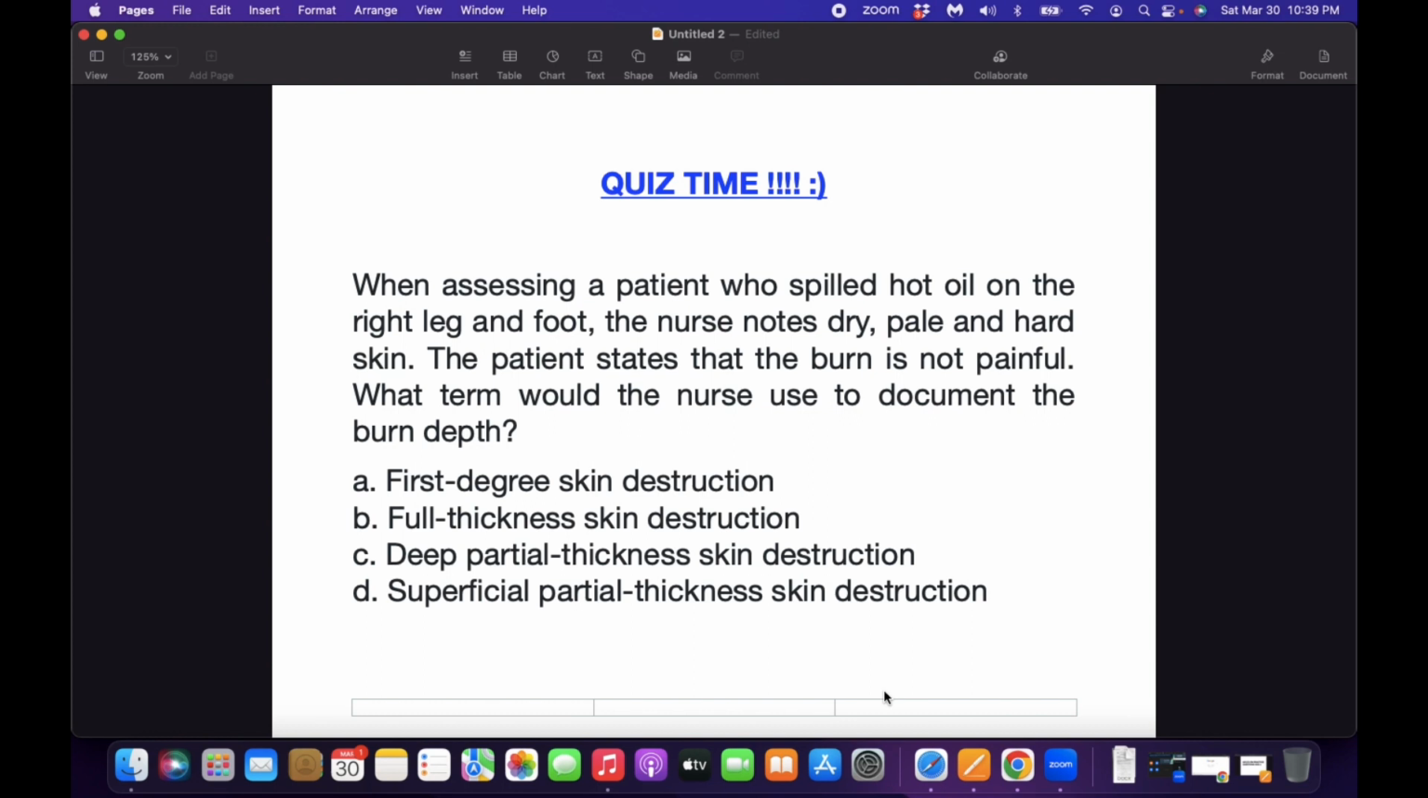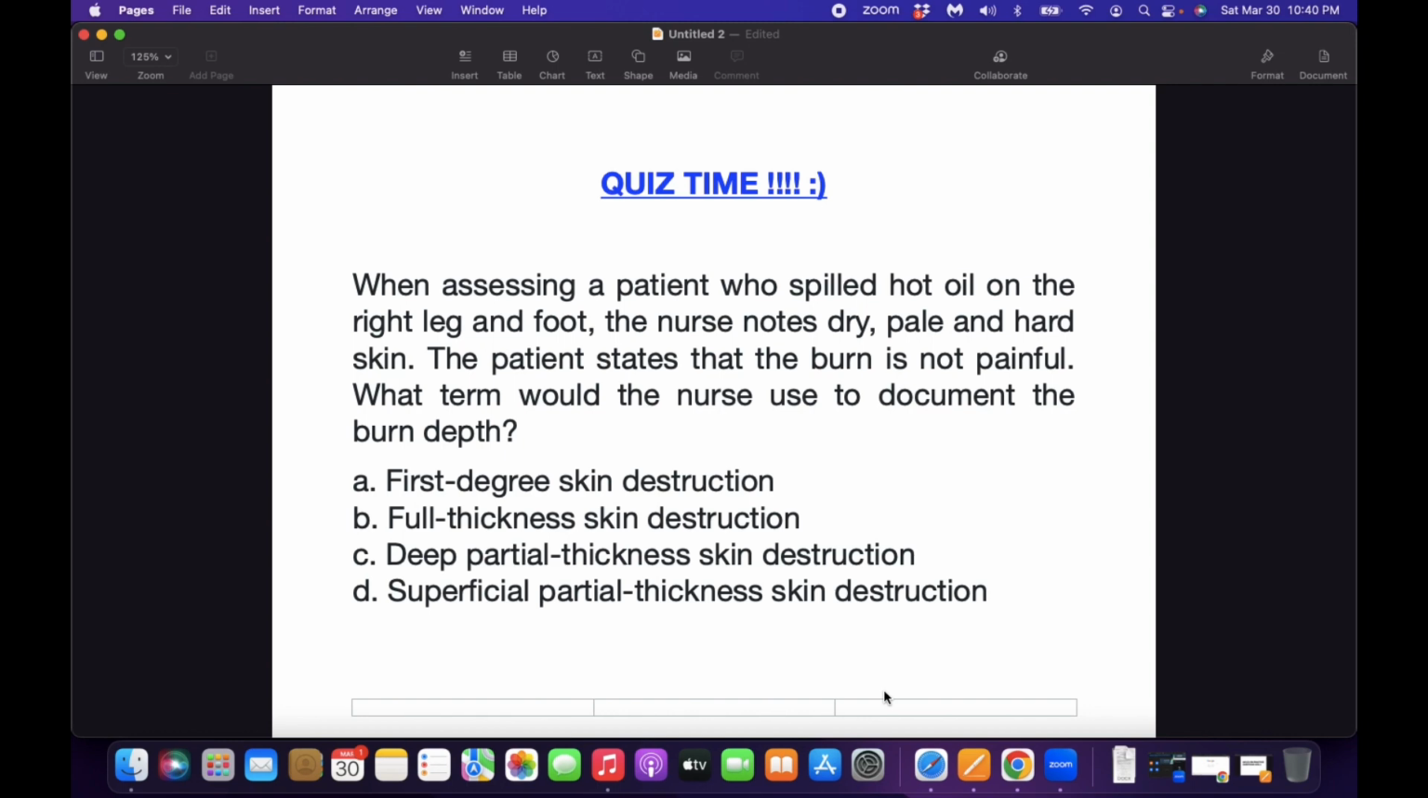Time's up. The correct answer is letter B, full thickness skin destruction. With full thickness skin destruction, the appearance is pale and dry or leathery, and the area is painless because of the associated nerve destruction. Erythema, swelling, and blisters point to a deep partial thickness burn.